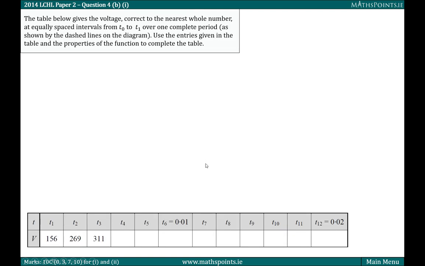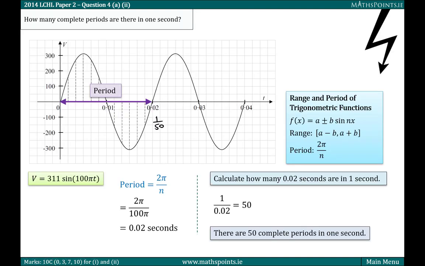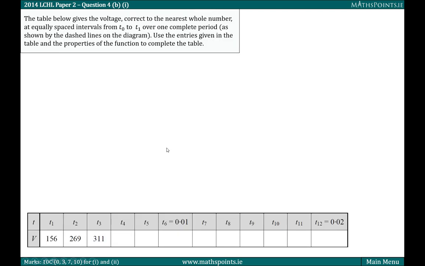Okay, the next part of the question says that we have a table here that gives the voltage correct to the nearest whole number. And what we could do, just for experimental purposes, is we could have a look and see from our graph, could we read some of these numbers? So for example, T6 is the time 0.01 second. Well, at 0.01 second, I can see that the voltage is 0. The voltage is also 0 at 0.02 seconds. So let's just pop them in. So that's 0 and that's 0.